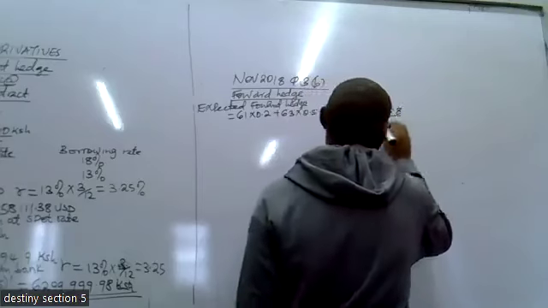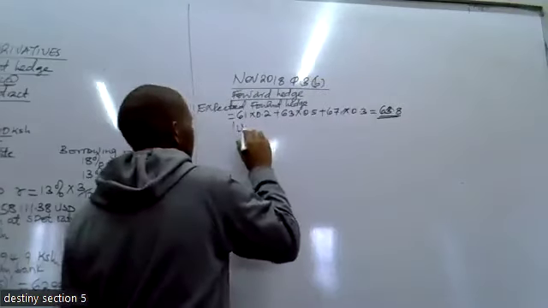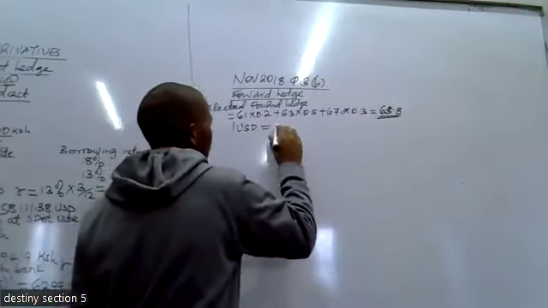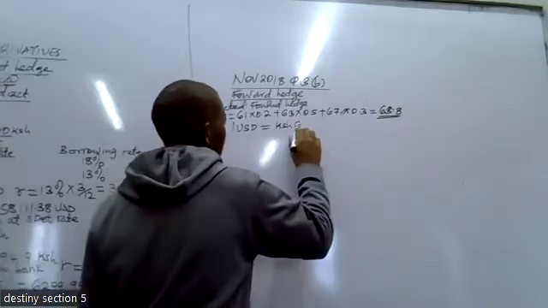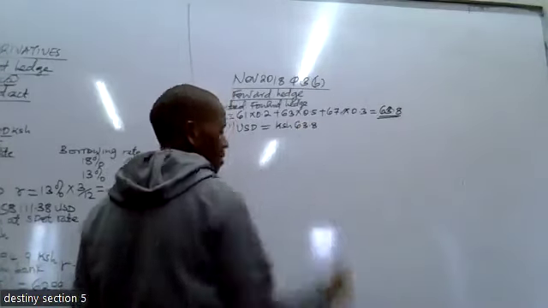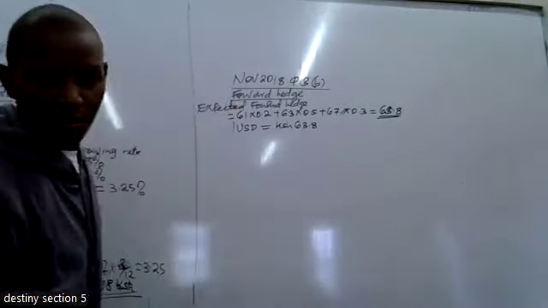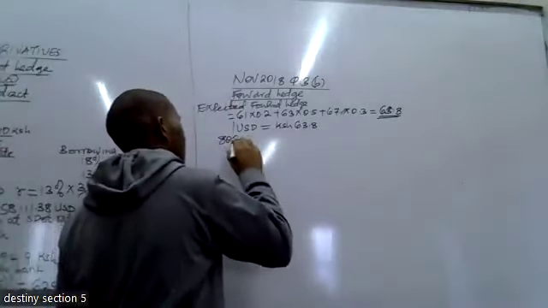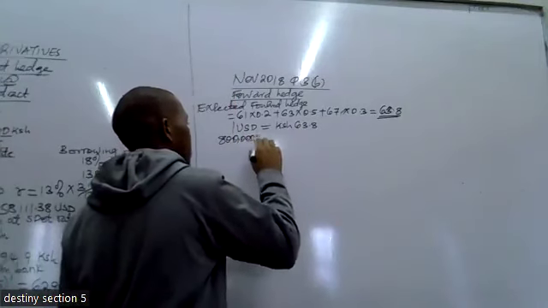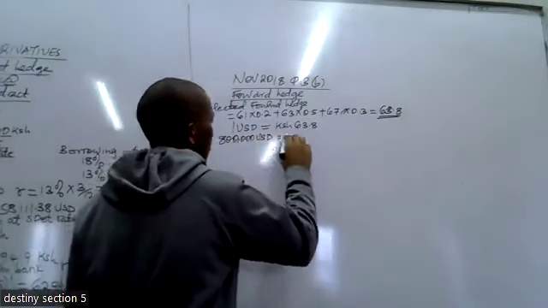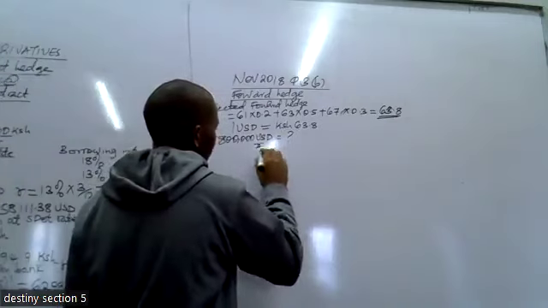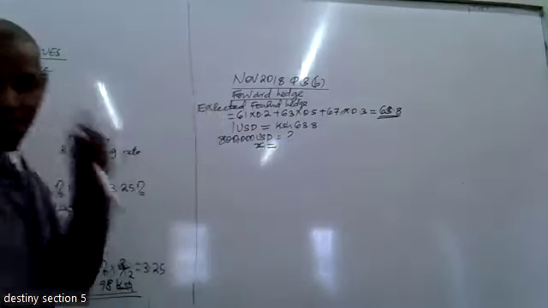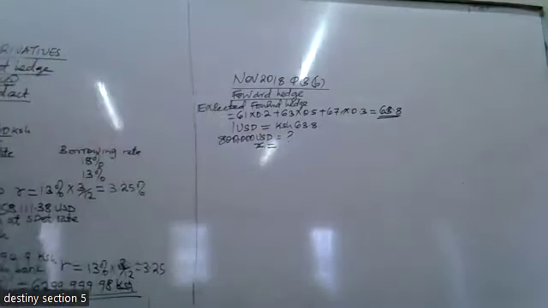63.8. That means 1 US dollar is Kenya shillings 63.8, right? So the company is expecting to receive 800,000 USD. So there will be how much? Kwangapi.